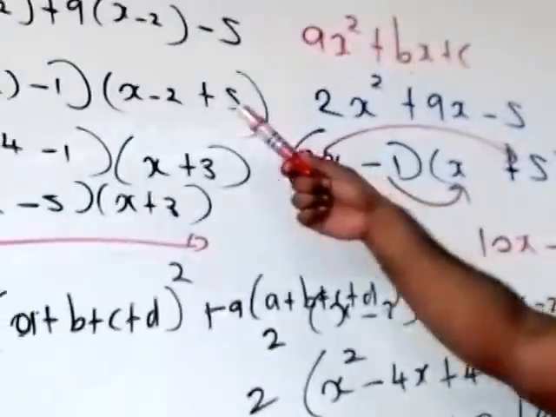Plus 9x minus 5. Okay. You factorize. Here, it's no more x. It's changed into 2 terms here. Can you see that?